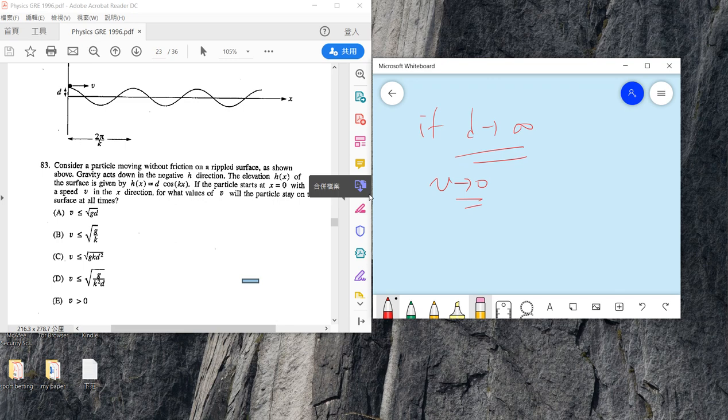If you have a larger velocity, then you will quickly leave the steep part. Okay, so which one has this property? The answer is D. The answer is D. Yeah, so this is the easiest way to solve it.